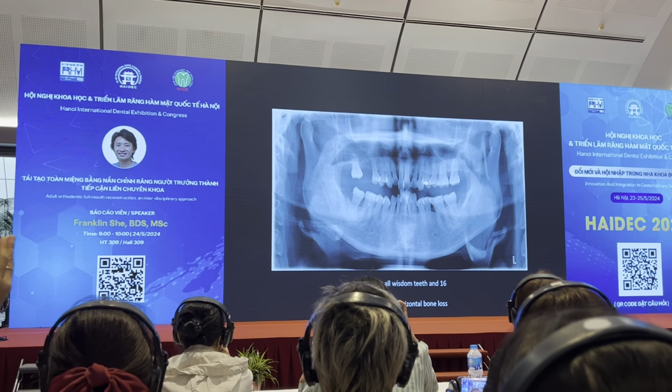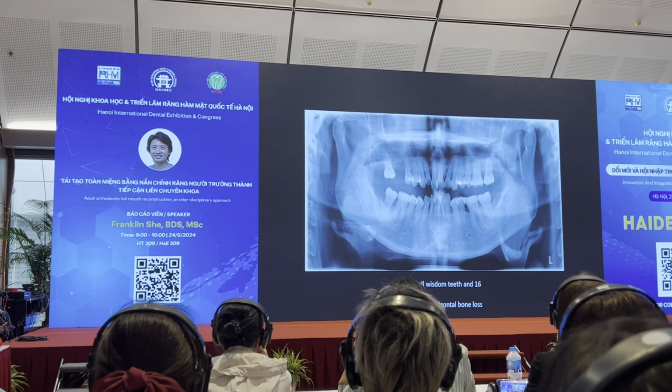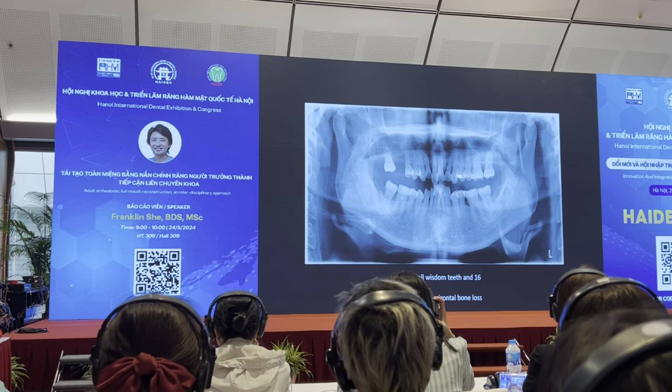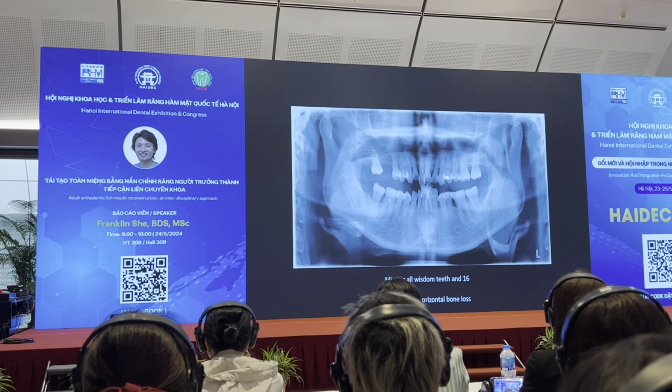The panoramic radiograph showed all wisdom teeth and 1/6 missing. There were angular and horizontal bone loss.